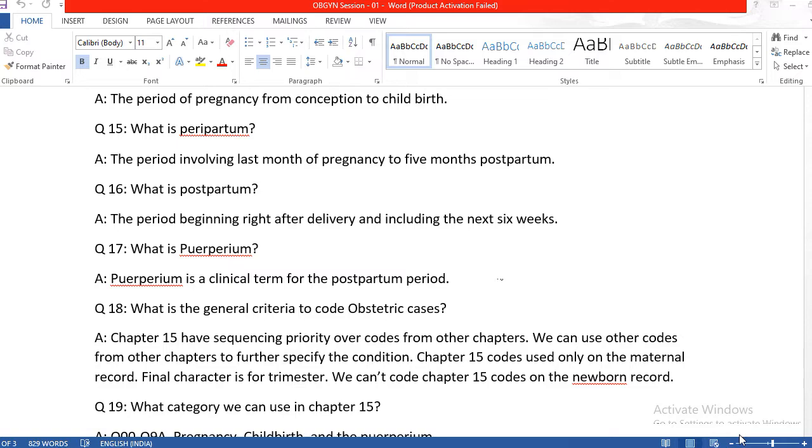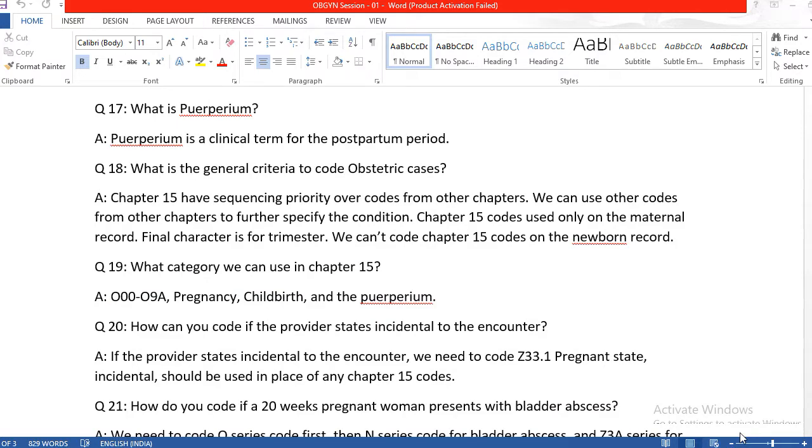What is puerperium? Puerperium is a clinical term for the postpartum. You can find in the documentation puerperium or postpartum; based on this, both are the same.